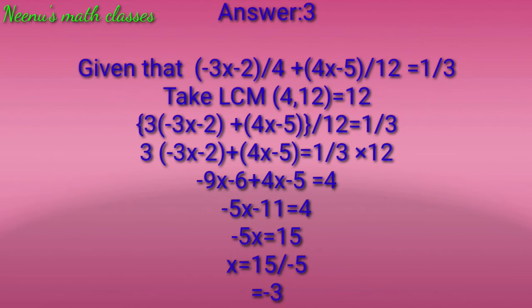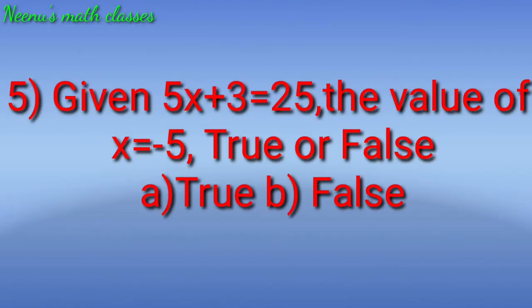Taking minus 5x equal to 4 plus 11, that is, the constant term went to the RHS. We got 15. Then x equals minus 15 divided by minus 5, that is equal to minus 3. Answer is minus 3.